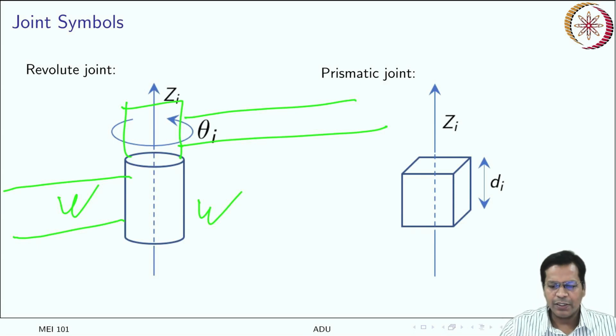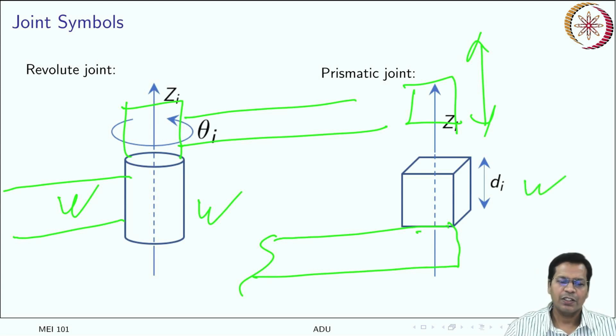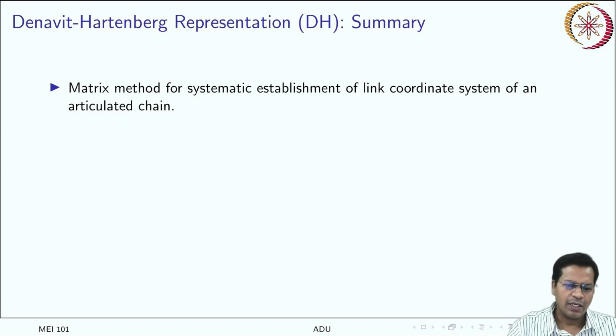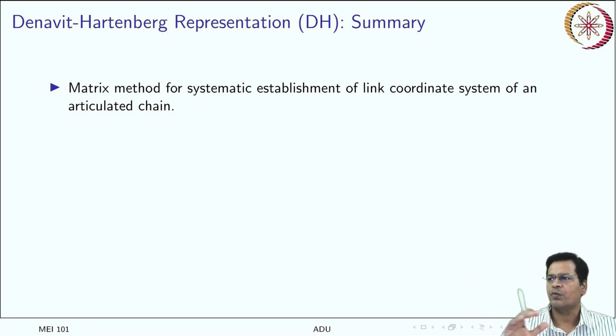Okay. And another one could be simply like this, in which you have a link fitted with a prismatic joint like this. So you may have another body which can move like this. Okay. So this is your prismatic joint. Got it? So these are the two important joint symbols. Okay. So now in summary, the DH representation, what it did: it is a matrix method for systematic establishment of the link coordinate system of an articulated chain. Articulated means it is a serial chain, with links fitted one after the other.